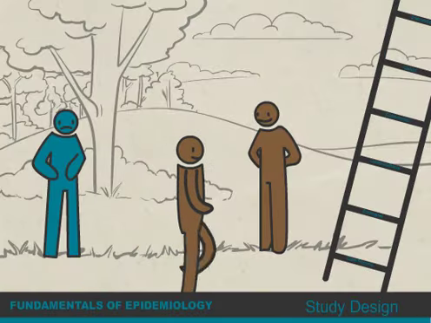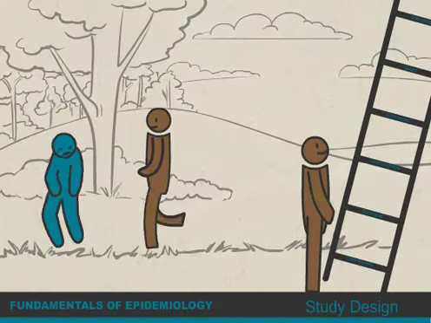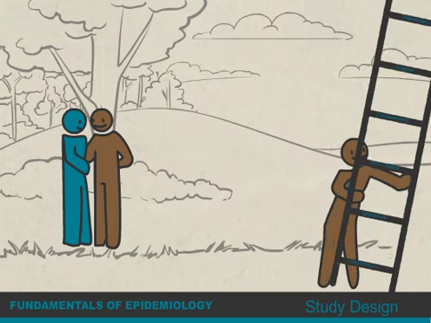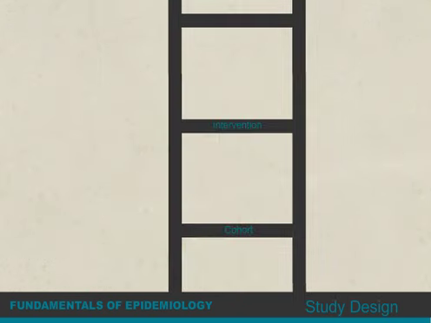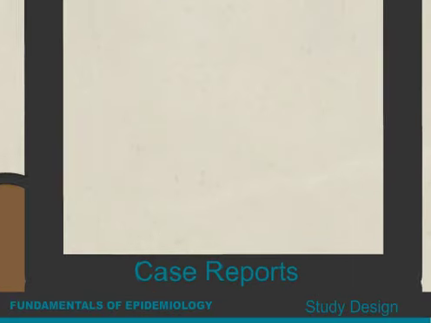This is a brief overview of 6 types of research study. We'll look at each study type in order of the hierarchy of evidence, from weakest to strongest. Let's start with case reports.